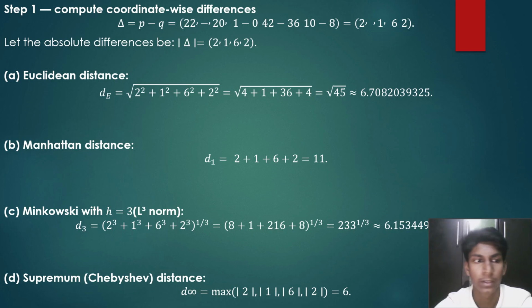Okay, on to the Manhattan distance, that is d1 equals 2 plus 1 plus 6 plus 2, that is 11. On to the Minkowski distance with h equals 3. We have (2 cubed plus 1 cubed plus 6 cubed plus 2 cubed) whole to the power 1 by 3. That gives an approximate value of 6.153449. On to the supremum distance, that is d infinity equals max of |2|, |1|, |6|, |2|, that gives 6.